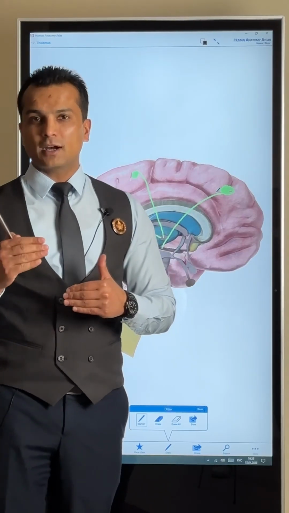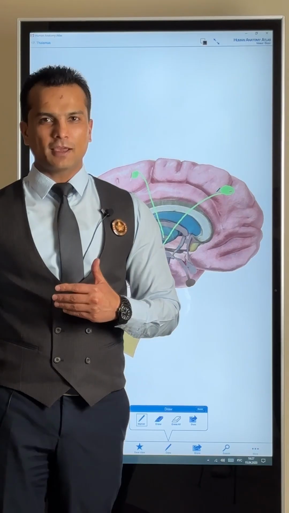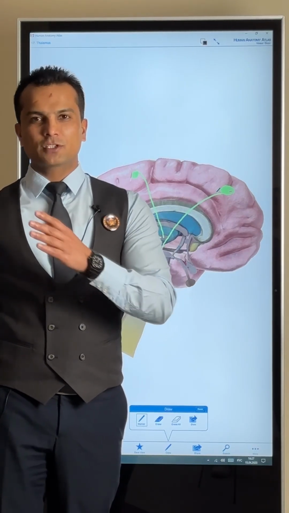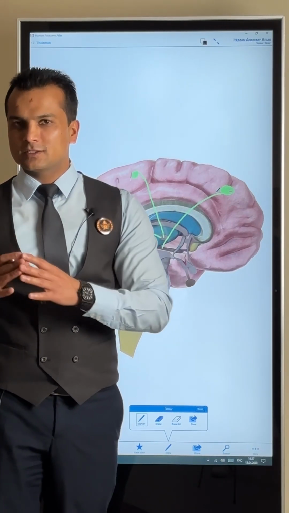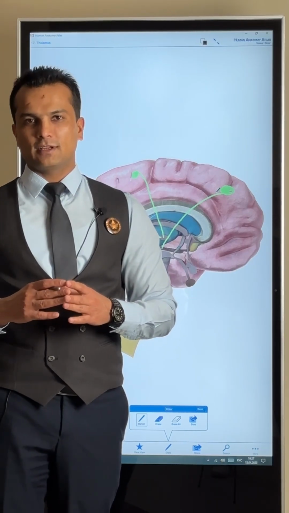So in the second part of this lecture we are going to draw all the nuclei of the thalamus, which specific sensation they are receiving, and then we will discuss the nuclei of the hypothalamus.